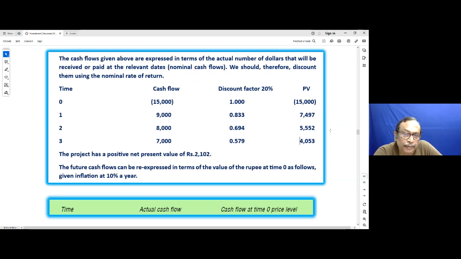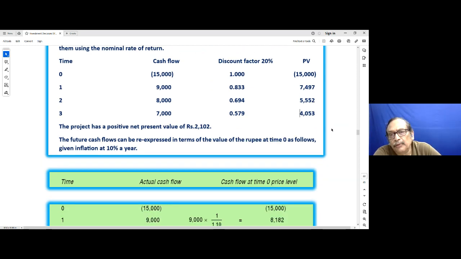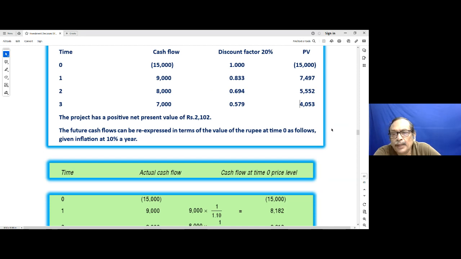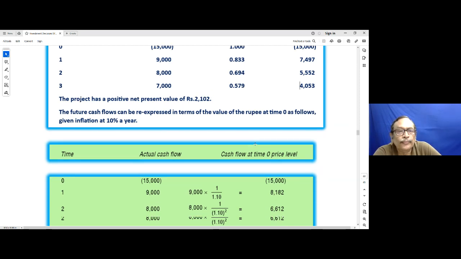So we are having 15,000, that is an outflow. Then 9,000 at the end of year 1, the discounting factor at the rate of 20% is 0.833. It comes to 7,497. Then 8,000, discounting factor 0.694. It comes to 5,552. And 7,000 is the cash flow, discounting factor 0.579. It comes to 4,053. The project has a positive net present value of 2,102.